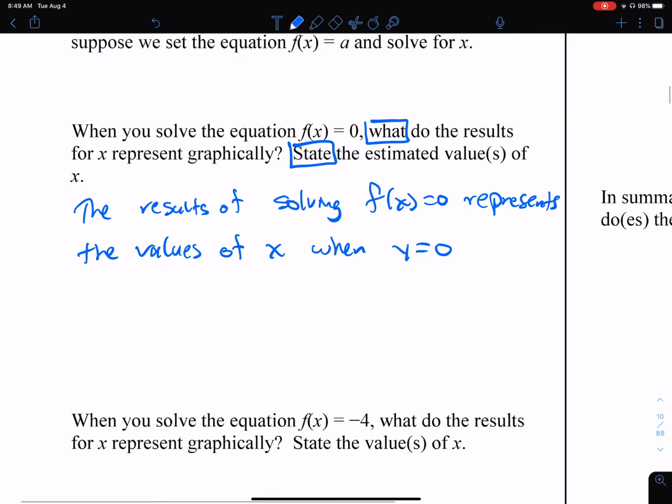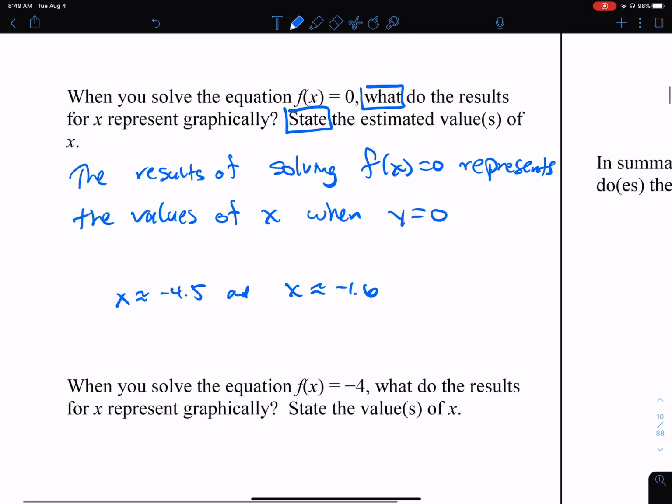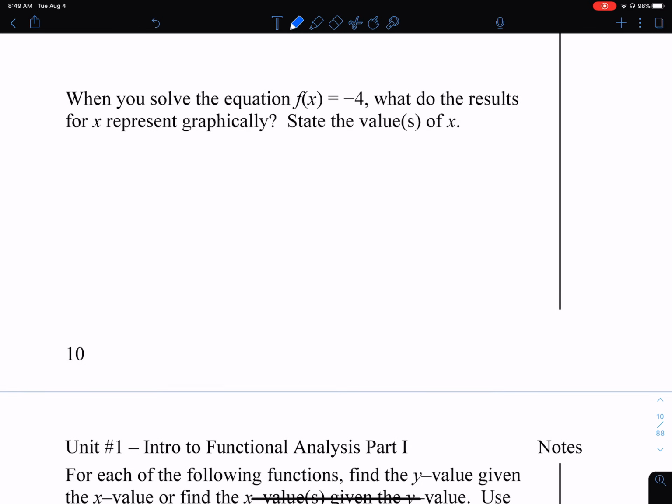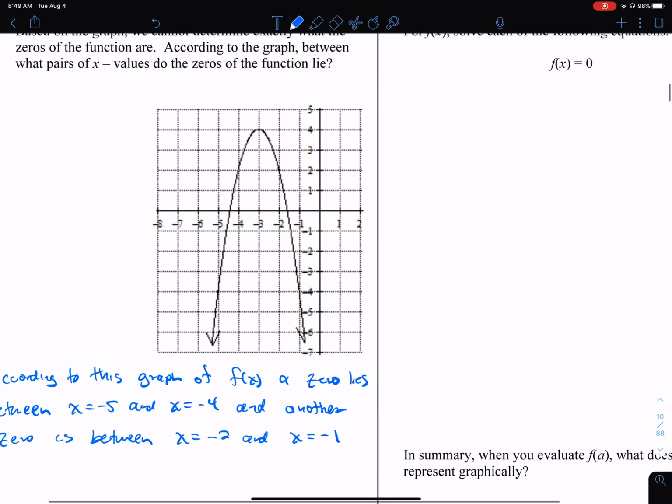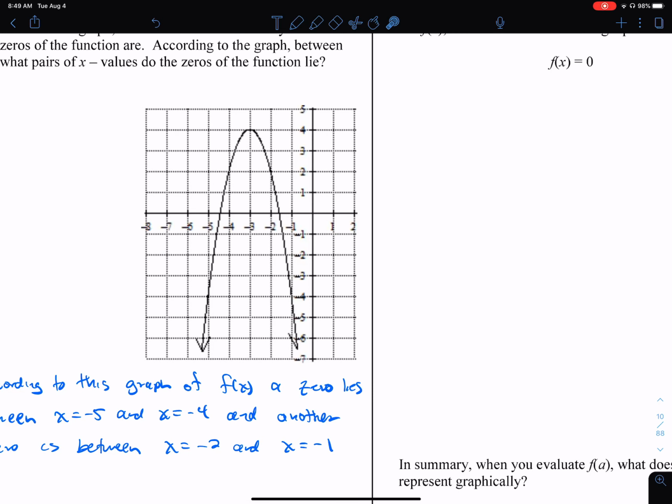State the estimated values. x might be about -4.5, and x might be about -1.6. Estimated. You don't have to have the exact same answer. When you solve the equation for f of x equals -4, what do the results of x represent graphically? So let's just look at the graph when f of x equals -4. When f of x is -4, that is the y value. So when f of x equals -4, it represents what the x value is when the y value is -4.